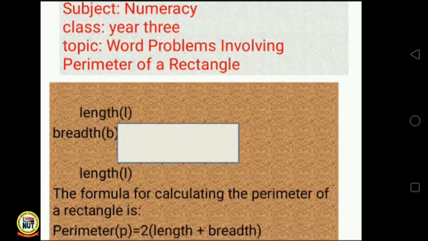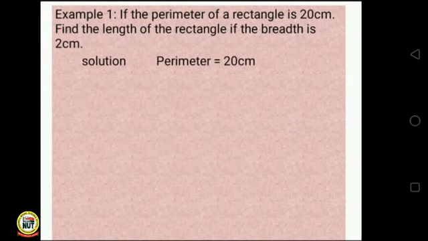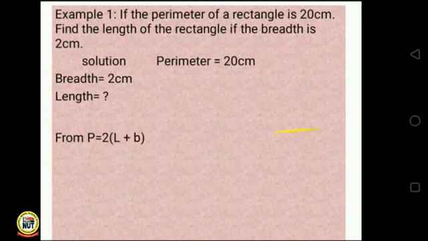let's go back. All right. Let's go back to the example. The example again says, if the perimeter of a rectangle is 20 centimeter, find the length of the rectangle if the breadth is 2 centimeter. We have the perimeter is 20, the breadth is 2 centimeter, the length is unknown. That's why I have the question mark there.